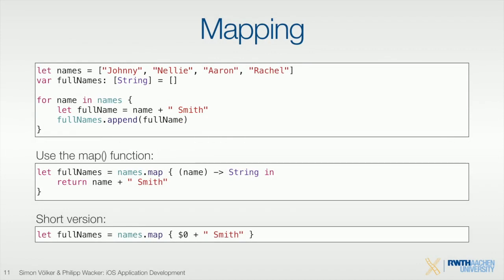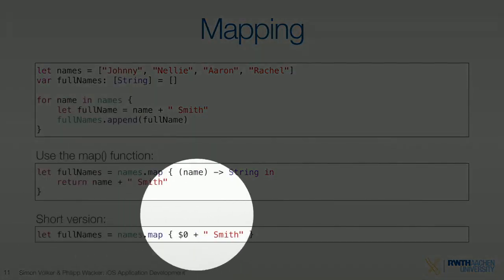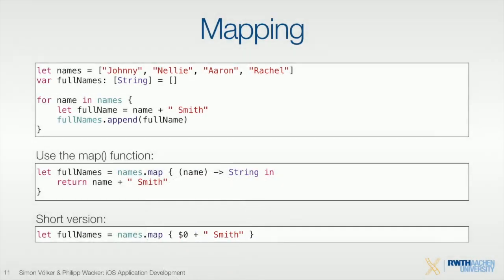And the type of the array here depends on what you return here. It doesn't have to be a string. I could also return the number of letters in that name or stuff like that, and then the returning array would be an array of integers. So I can map it to different types as well.